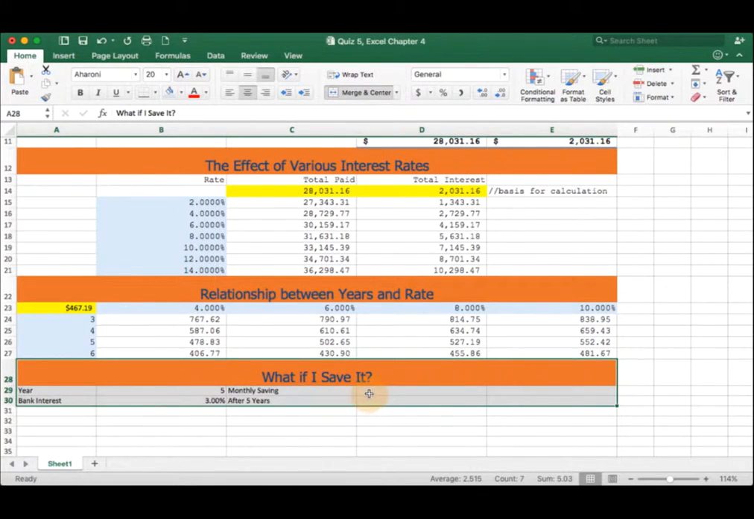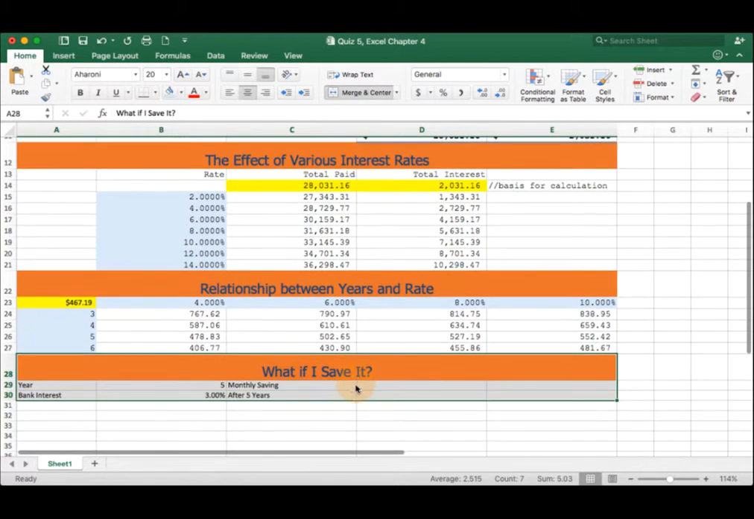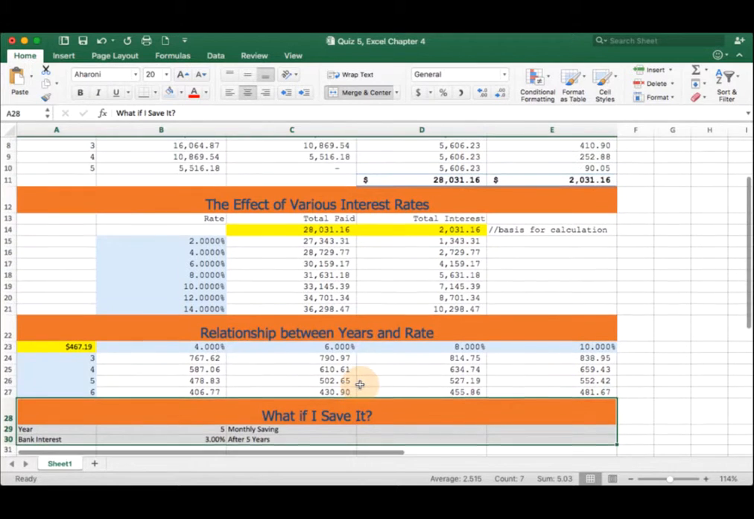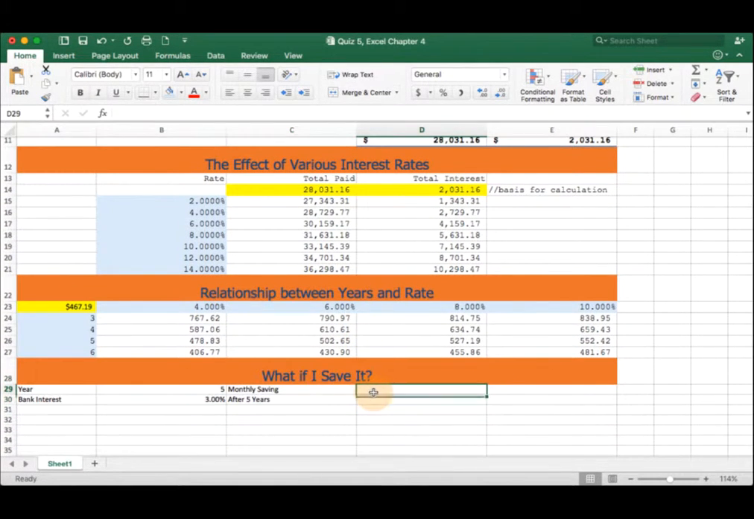Basically this is comparing what happens, instead of spending money for 5 years to purchase a car, when I keep saving all these spendings. What happens to the final saving amount? So instead of spending money, what happens if I save that money in the bank? How much money will I be getting eventually? So that's what it is about.